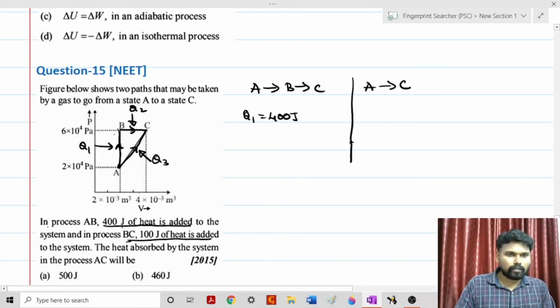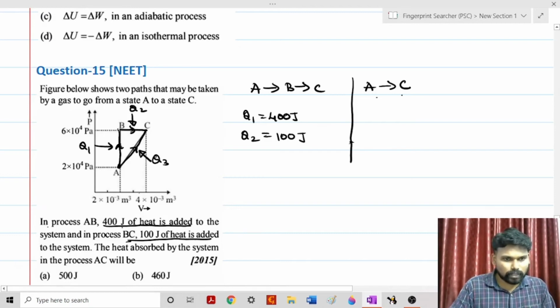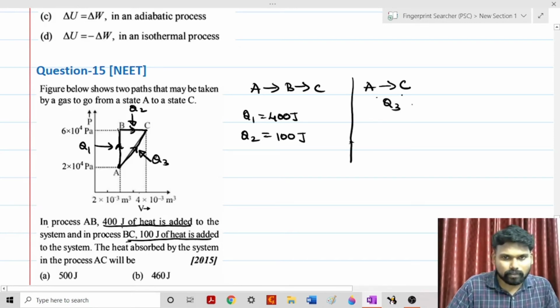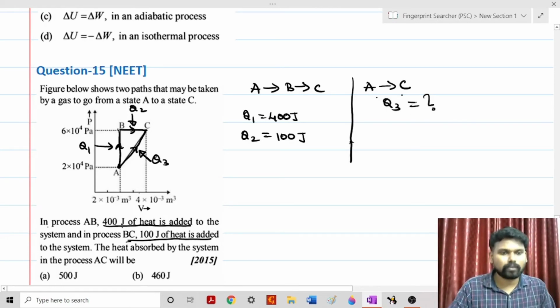It is Q3. So I will write Q2. Q2 is equal to what? Q2 is 100 joule. Okay, in this process A to C, the heat absorbed is Q3. Now, we have to find the value of Q3, right? We have to find the value of Q3 here.